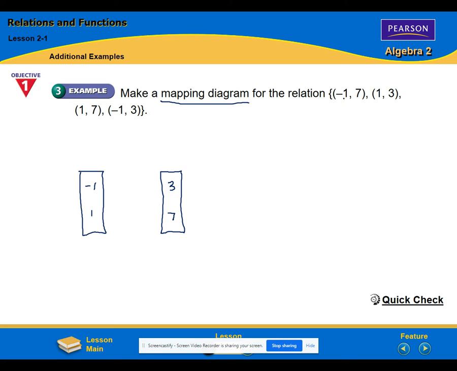And then you're going to look at the ordered pair, and you're going to see that -1 as an input gives you 7 as an output. So we're just going to do this. That make sense? 1 maps to 3. That's like this. 1 maps to 7. That's like this. And -1 maps to 3, that's like this. So strangely, in this example, everything in the domain maps to everything in the range, okay?